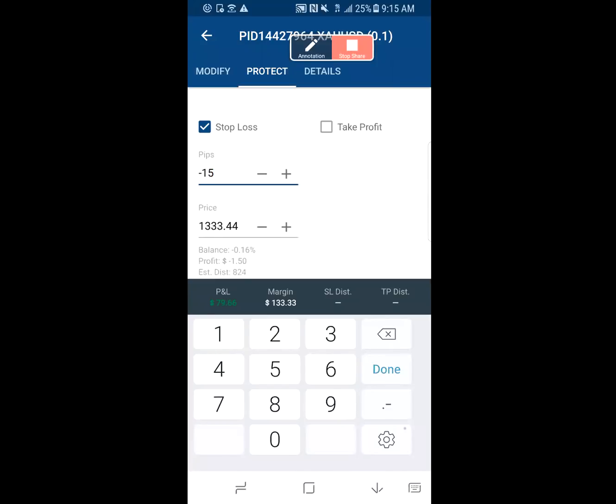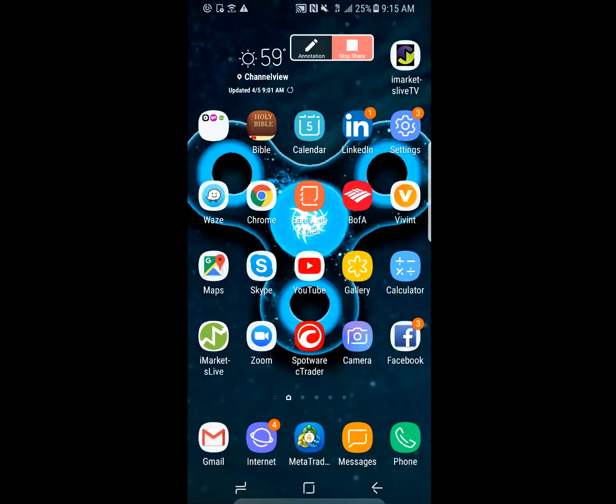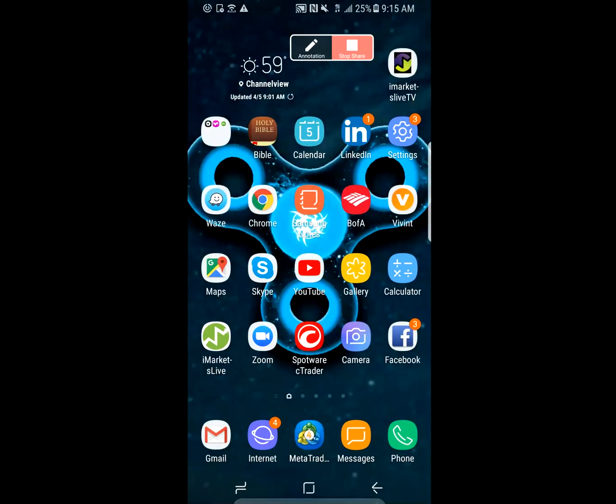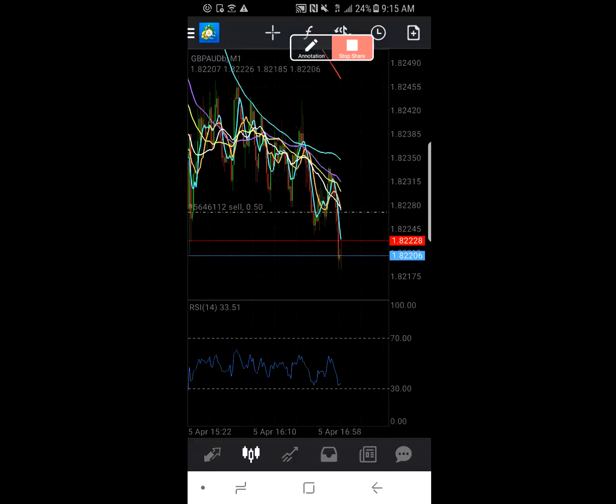All right. Yeah, this is cTrader. So I'll show you on my phone. Spotware cTrader app down here. And you can download Spotware cTrader and do a demo. And then when you get set up, it'll be really good for you. Let me double check. Oh, nice.